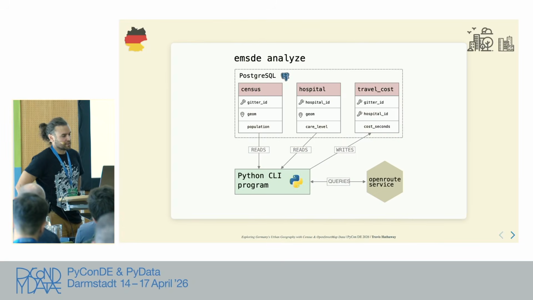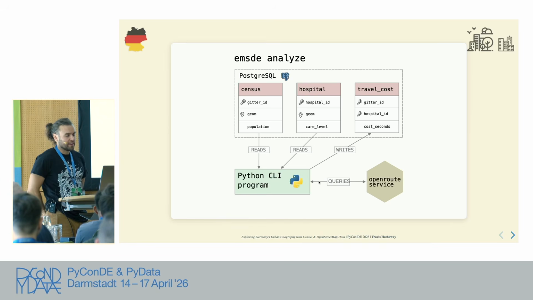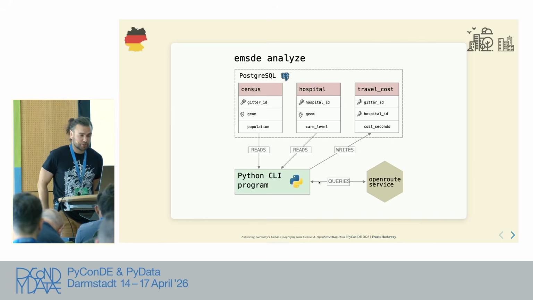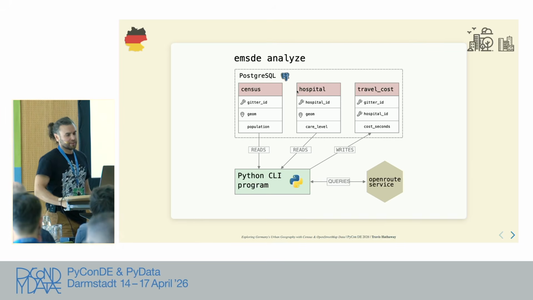And yeah, so let's look at the schematics of how this program actually works. So in the center, we have this nice Python CLI program that is reading from a Postgres database and then querying out to the Open Route Service. And what it is responsible for doing, it's responsible for taking the census and then the hospital data sets, reading them, and then finding the closest.